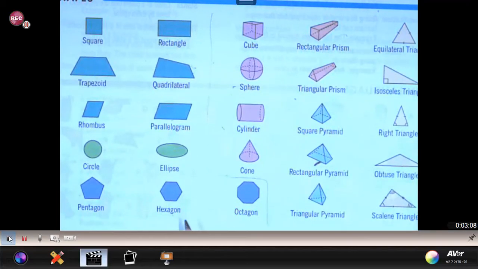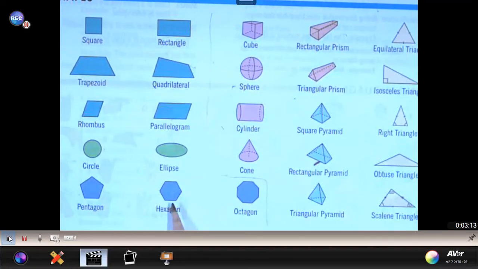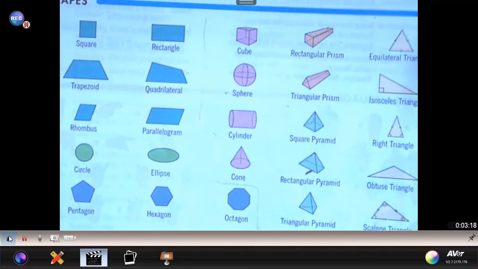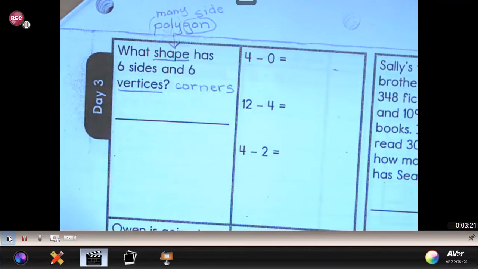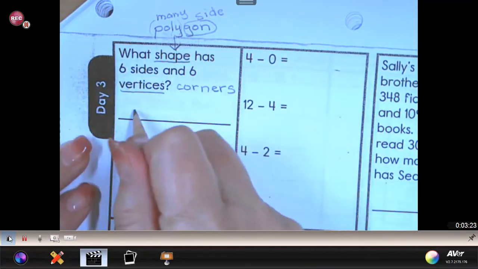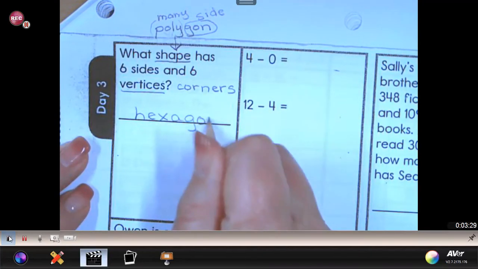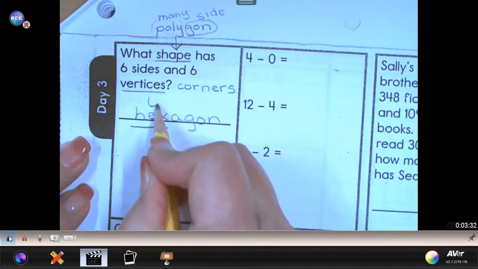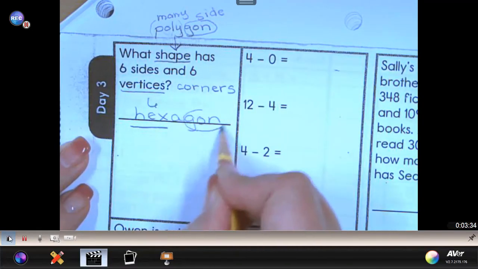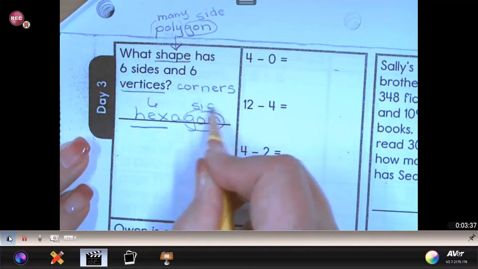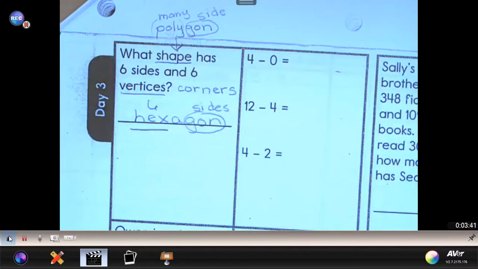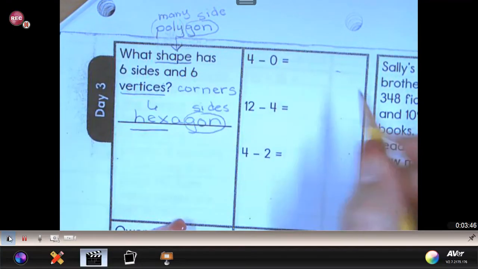So we are looking for a 6-sided figure. When we talk about 6-sided figures, it doesn't matter if the sides are the same length. As long as it's a 6-sided figure, it's called a hexagon. So I'm going to write hexagon here. Hexa means 6, and gon means sides. Just some vocabulary here that's going to help you later on if you come across a word that has similar parts to it.